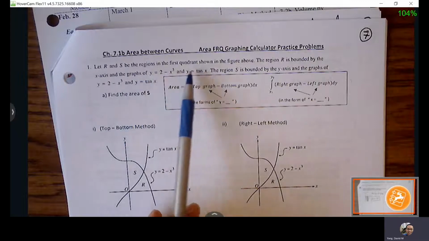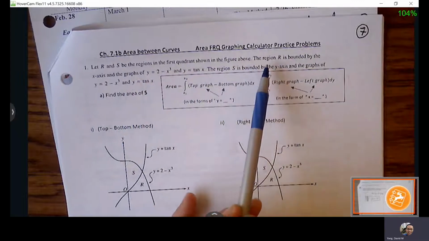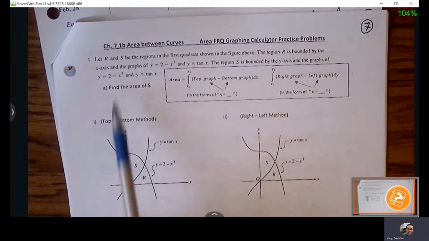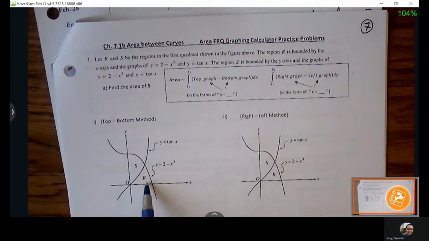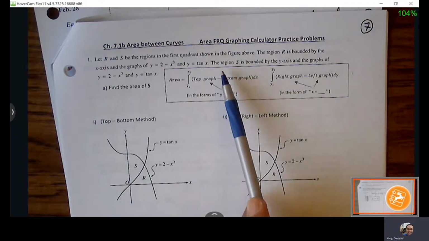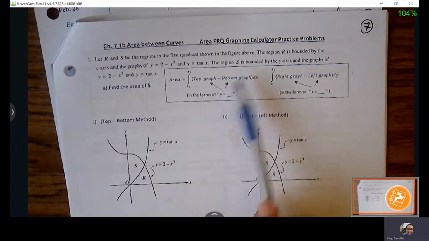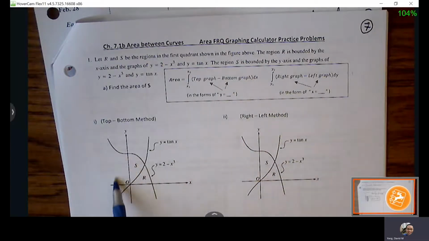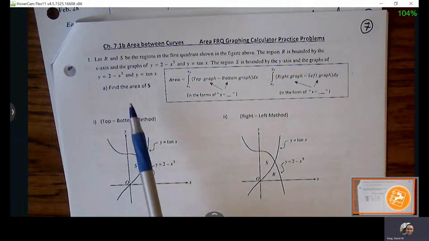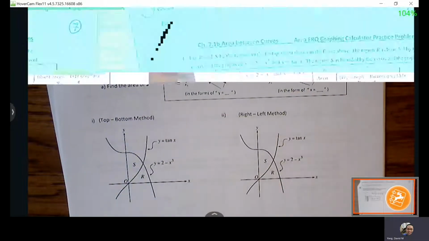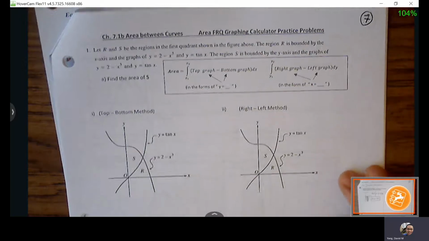R and S be the regions in the first quadrant shown in the figure. Region R is bounded by the x-axis, the graph 2 minus x cubed, and y equals tangent x. Bounded just means that it's enclosed with those graphs as the boundaries. Region S is bounded by the y-axis, the graph y equals 2 minus x cubed, and tangent of x. Okay, let's start with the easier one, and we'll move our way down.